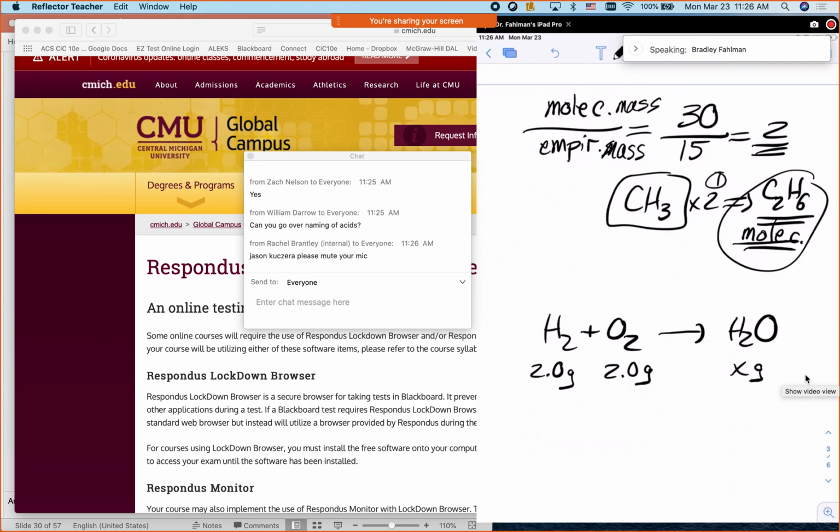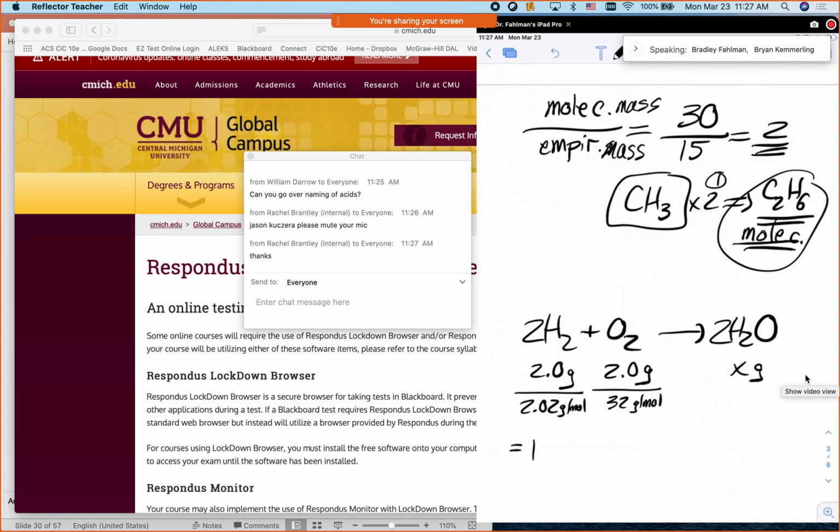Okay, so for this question, to figure out the limiting reagent, you have to first calculate moles for each of the reactants. Actually, the first thing you do is balance, right? So balancing, let's see, you have 2 and 2. All right, so then you divide by the molar mass, and so this would be 2.02 grams per mole. Oxygen is 32 grams per mole. So we'll say that that's just 1 mole. And then 2 divided by 32 is 0.0625.